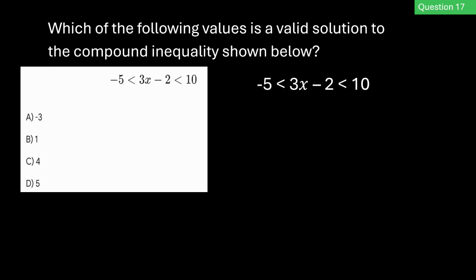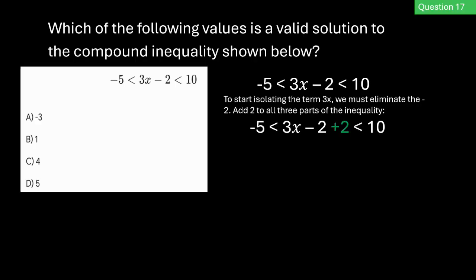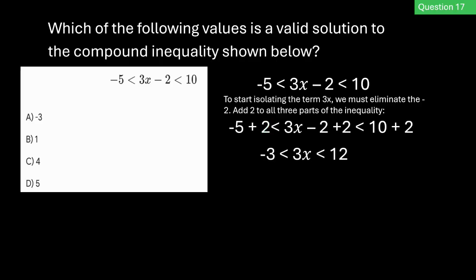We do this by performing the inverse operation, and the inverse operation of negative 2 is to add 2 to all three parts of the expression. All right, there we go. If we're going to add 2 to the middle, add 2 to the right, and add 2 to the left as well. When we simplify the math on each side, negative 2 plus 2 is negative 3, and 10 plus 2 is 12.